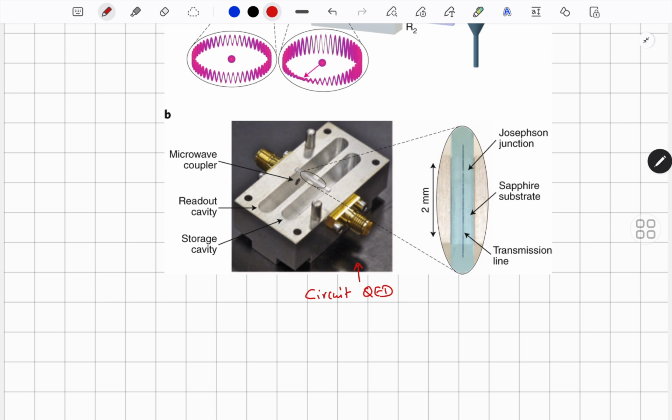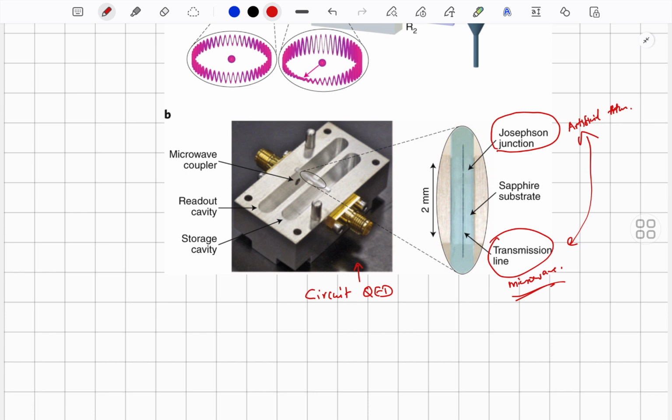In circuit QED you can see a Josephson junction. This will act as a two level atom, an artificial atom. This atom is going to interact with the microwave, so we can see a transmission line here, and through this transmission line the microwave can be transferred. So this two-level artificial atom and microwave can interact. You can manipulate the state of this artificial atom by sending this microwave. That is another way to achieve the interaction.